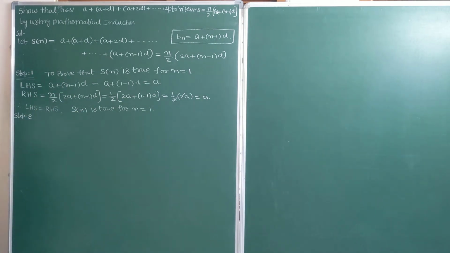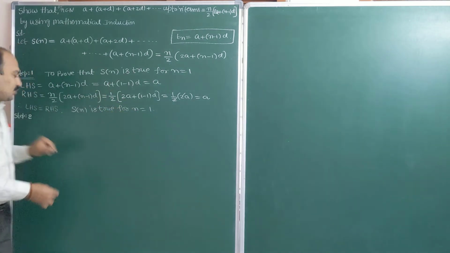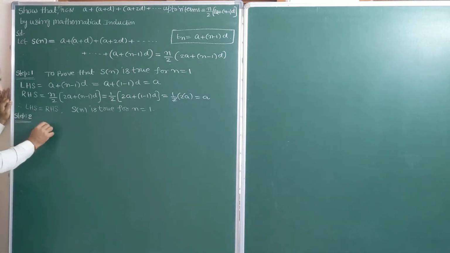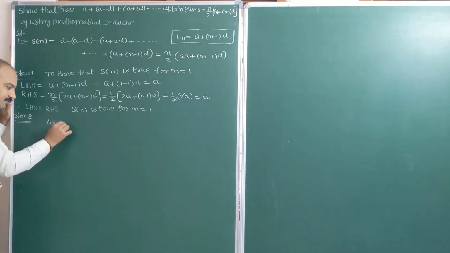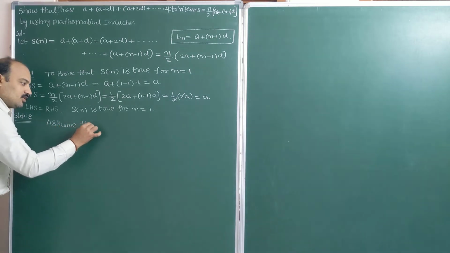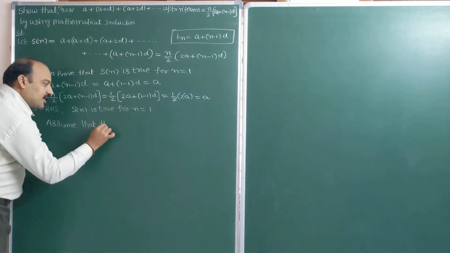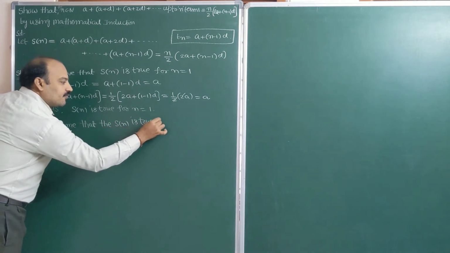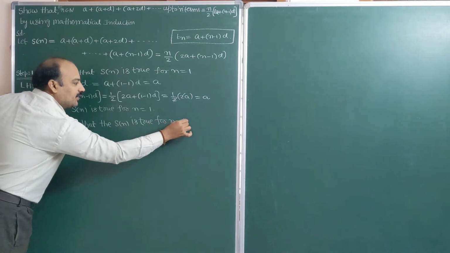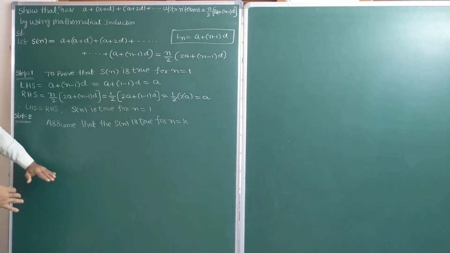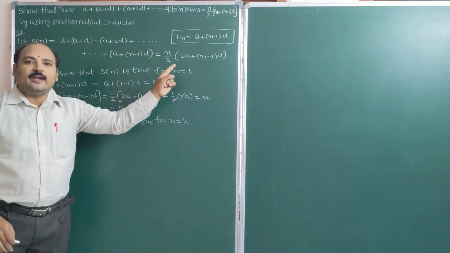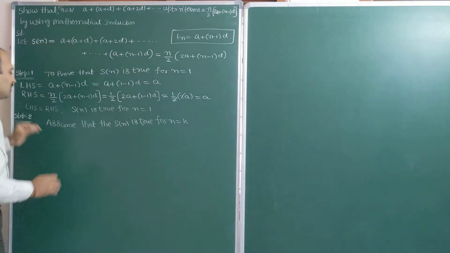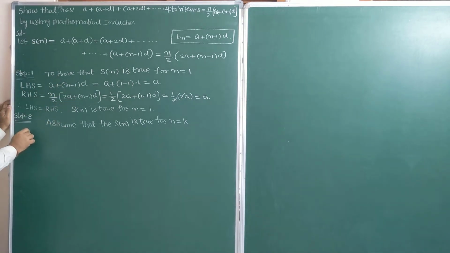In step 2, what we are doing is, assume that the given statement is true for n equal to k. That only you should write. Assume that the given statement S of n is true for n equal to k. That means in the given series, wherever n is there, replace with k. So therefore, S of k, I am writing, dear students.